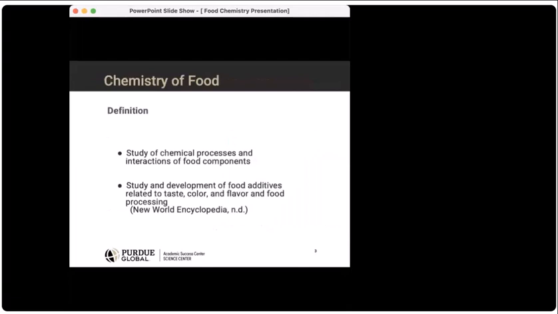So before we look at these food groups and subgroups, let's define food chemistry, because it's not something we often associate with food. So food chemistry is the actual branch of science that studies the chemical processes and interactions of the biological and non-biological components of foods. This would include components of foods such as carbohydrates, lipids, proteins, water, vitamins, and minerals. Food chemistry also looks at food additives, including those related to taste, texture, color, quality, as well as the whole concept of food processing.